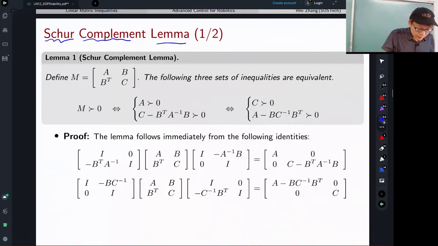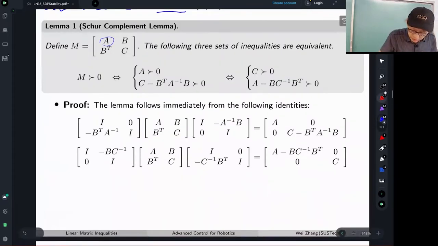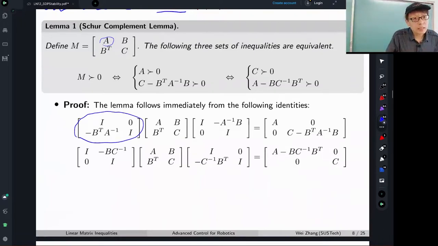So what this lemma says is that a matrix of this form is positive definite, or positive semi-definite, they're the same, if and only if C is positive definite and A minus that term is positive definite. So you don't need to memorize the particular formula. The reason this is true is that you can verify this identity. You multiply the left out, you will see the right.